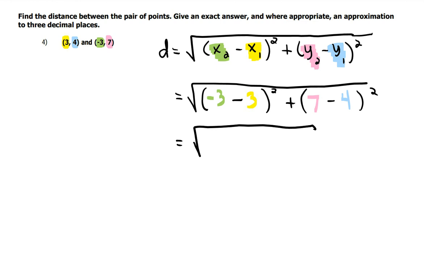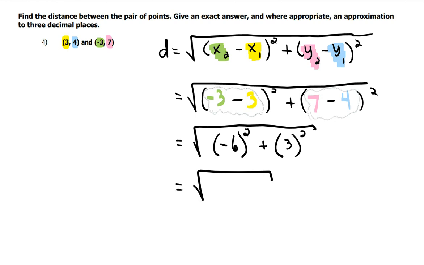So you're going to do what's in the parentheses first. I'm going to start with negative 3 minus 3, and that is going to be a negative 6. I'm going to leave it in the parentheses because I still have to square it. And then the other one, 7 minus 4, that is 3. The next thing you'll do is square those. So negative 6 squared is 36 plus 3 squared is 9. And when I add those two together, I get the square root of 45.